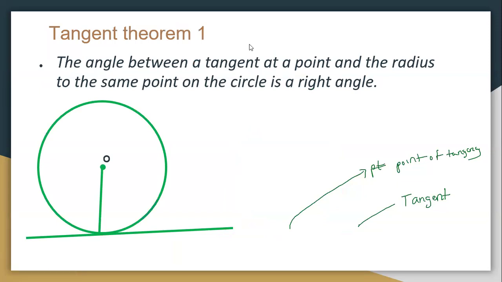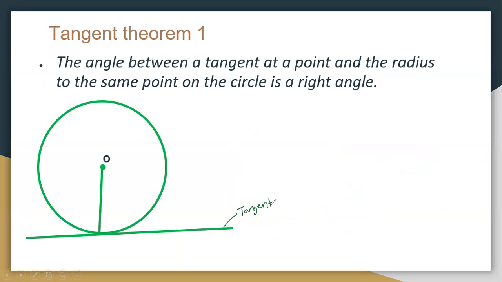Now, our first theorem is that whenever a tangent, this is what we have called a tangent, meets a radius, they will always meet at 90 degrees. So the angle you have here will always be 90 degrees. Whenever you have a circle and any line, it doesn't need to be down, so please don't think it must always be down. As long as this is the radius, the point where the radius meets the tangent, they will always meet at 90 degrees. That is the first theorem.